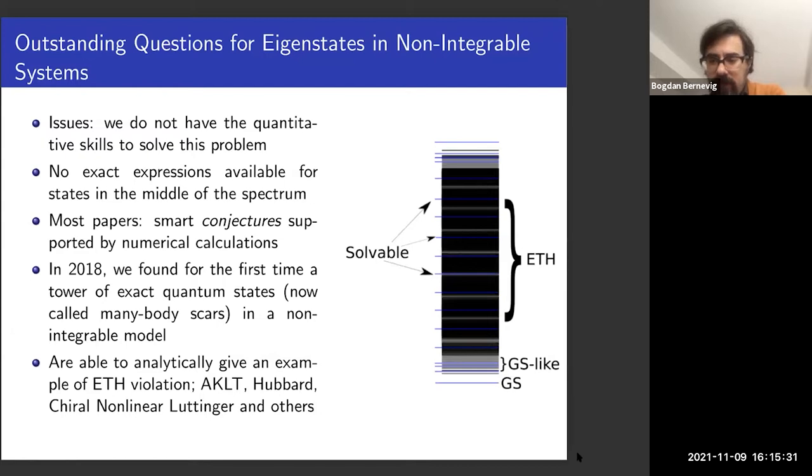They should be distinguished from the approximate scar states, which are the ones in the experiment, which have a volume component of the entanglement entropy, but it's very small. And these ones have no volume component of the entanglement entropy.